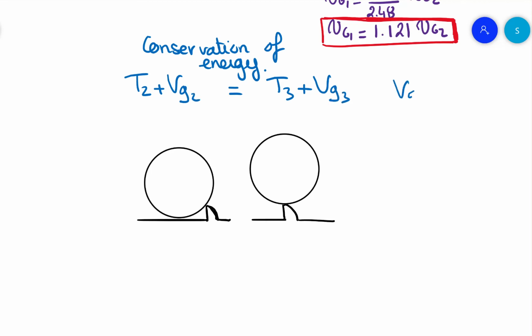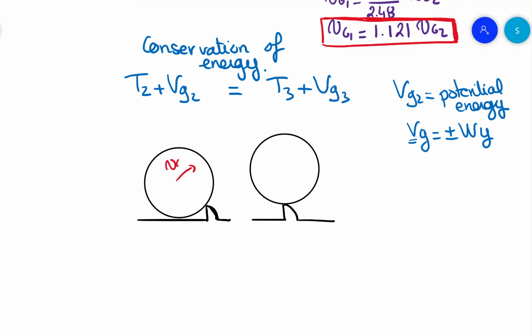Just a little reminder, Vg is the potential energy, and you have the formula Vg equal to plus or minus W times y. Be careful, that's an uppercase V and a lowercase g, potential energy. That's not the same as vG with the little v, the velocity. Okay, so at T2, remember, we have the Vg2 and we have the omega 2, and at T3, we have omega 3.